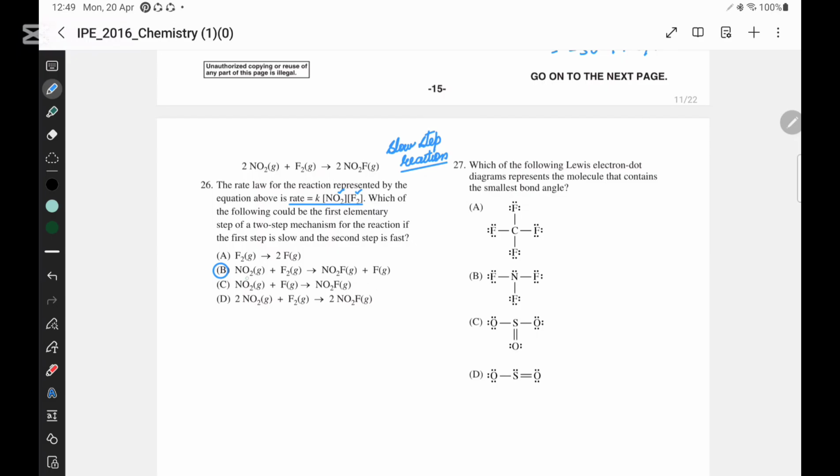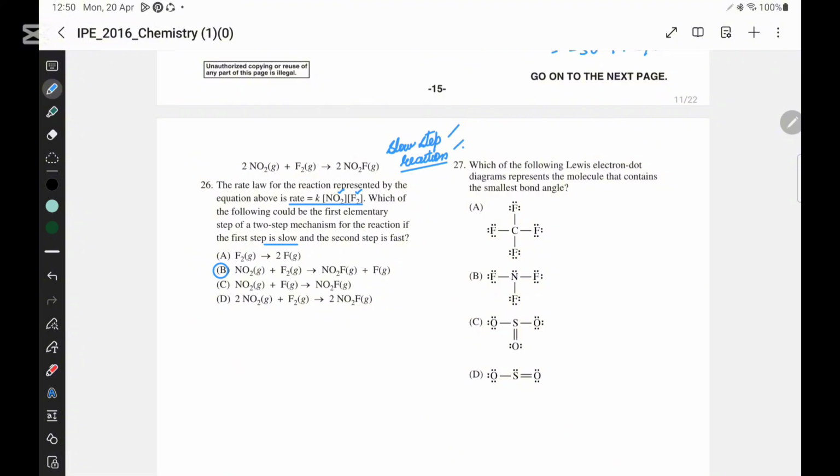Why B? Because it has 1 mole and 1 mole which are forming NO2F plus F. So that is going to be the right answer, because the rate equation comes from the slow step, and they want to know which could be the first elementary step of a mechanism if the first step is slow. That determines the rate equation, so it must be included in the equation as well. So NO2 has 1 mole and F2 has 1 mole as well.